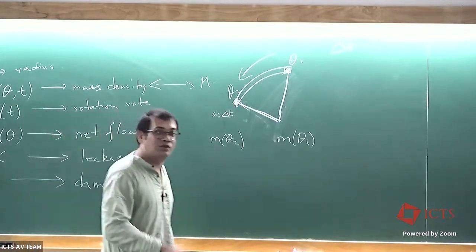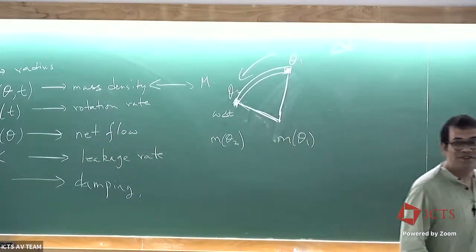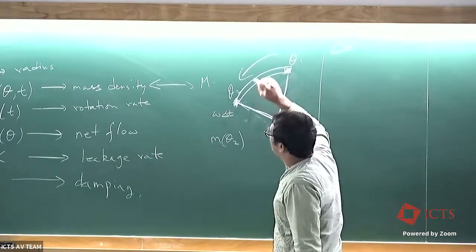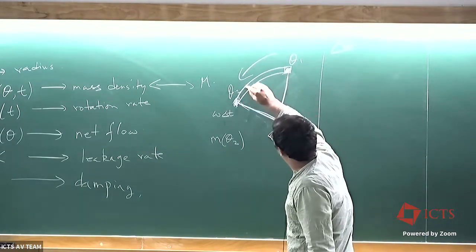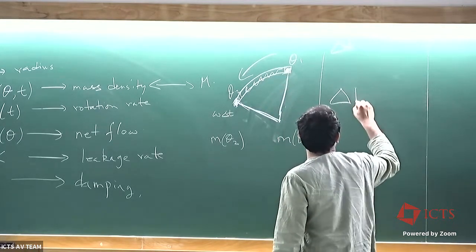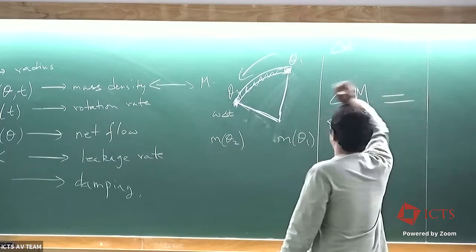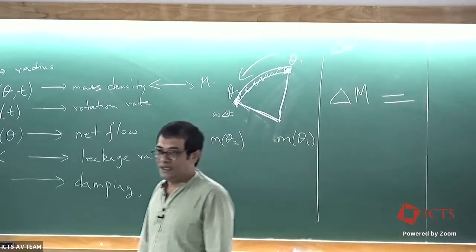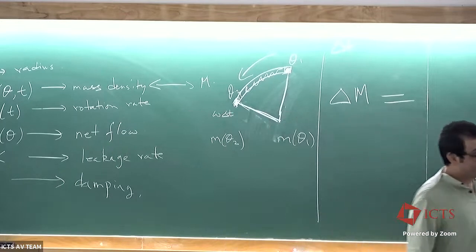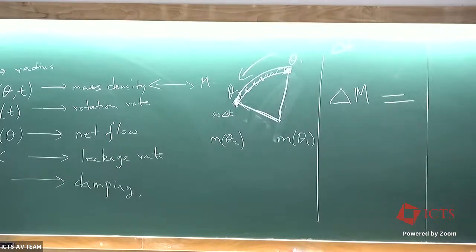So could you all try to think about the change in mass? What we are after is the change in mass. Let's call the change in mass in this segment delta m, equal to what? You have all the contributions from the different terms coming in. How do you actually set up the equation?